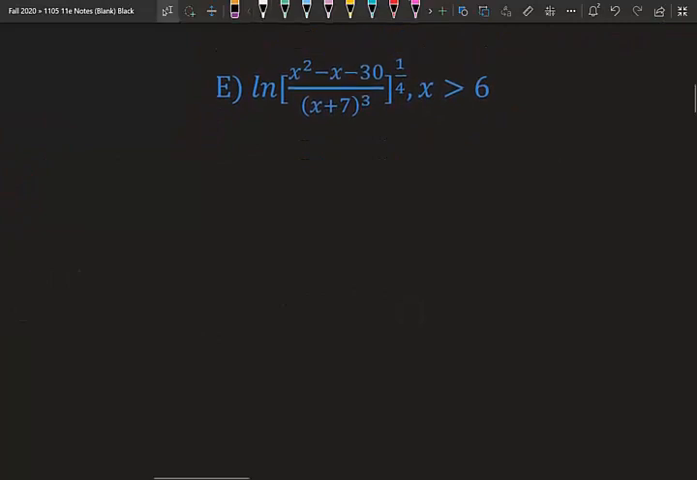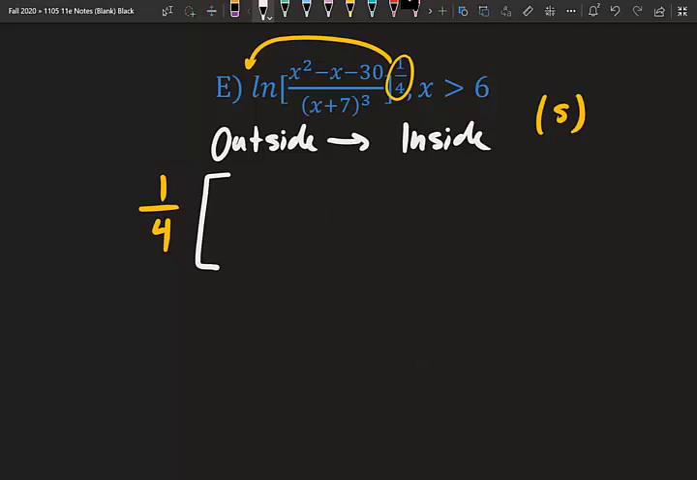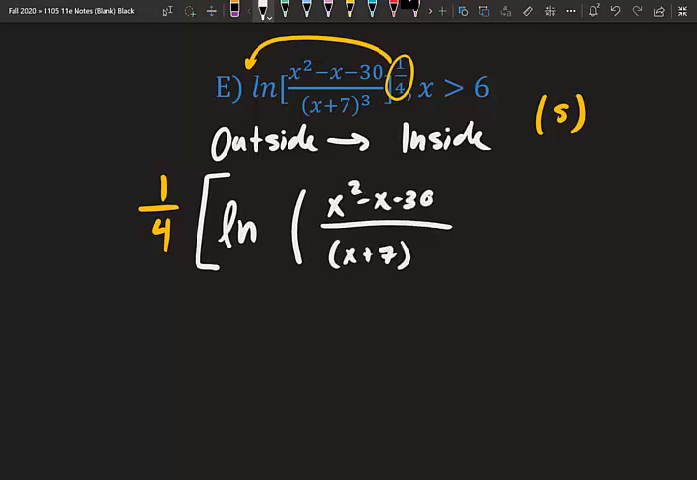Okay, part E. We have a bunch of stuff going on here. There's just a lot. So what we do is we're going to work from outside, then inside. So outside, we have this exponent on the outside. So that exponent is going to be moved to the front using property 5. So we'll have 1/4. And isn't that on the outside of the entire argument? So it needs to be on the outside of the entire logarithm, because it is. So we have ln x squared minus x minus 30 over x plus 7 cubed.